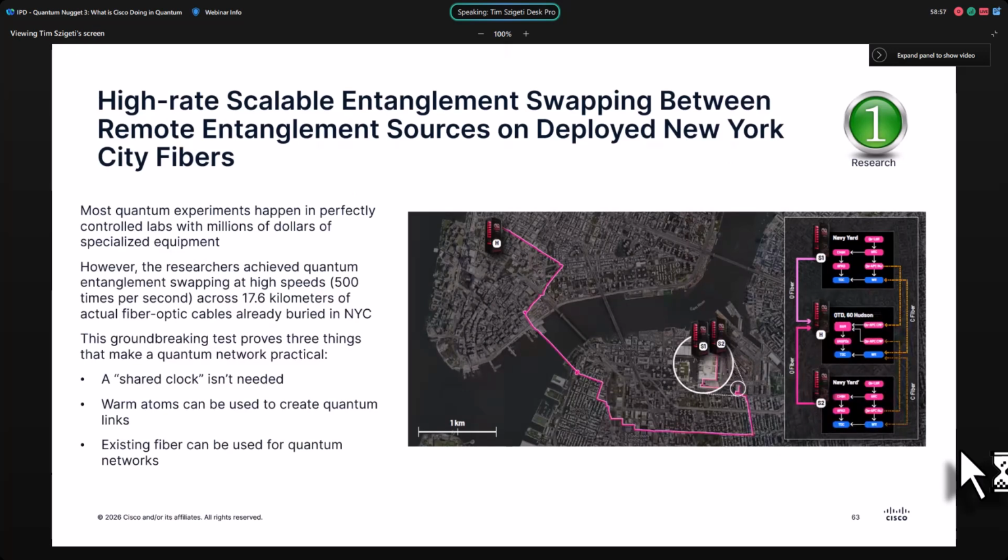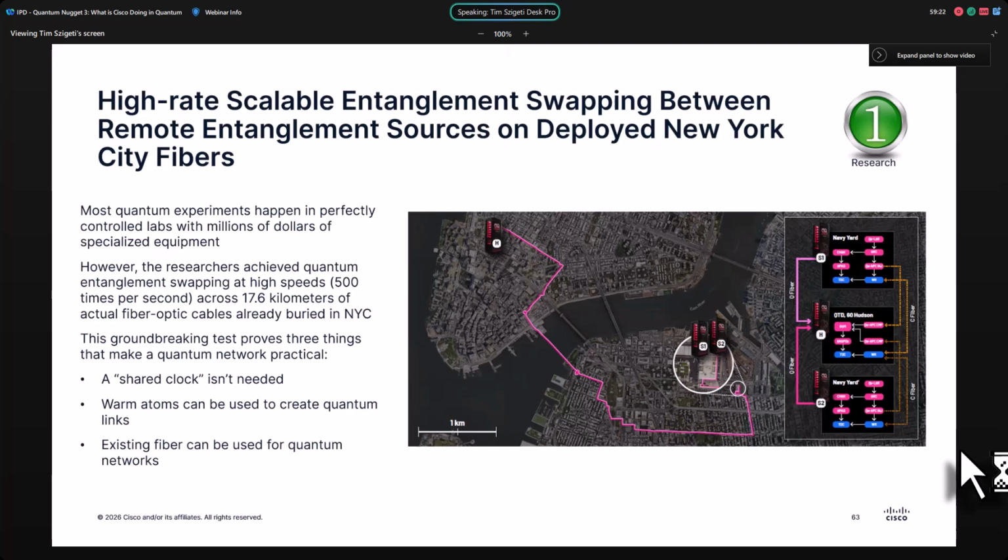For instance, just very recently published, this was from March of this year. And this was a breakthrough, basically showcasing how we actually did high-speed entanglement swapping 500 times a second over existing fibers in New York City on very significant different distances, 17.6 kilometers. And we did it without a shared clock.